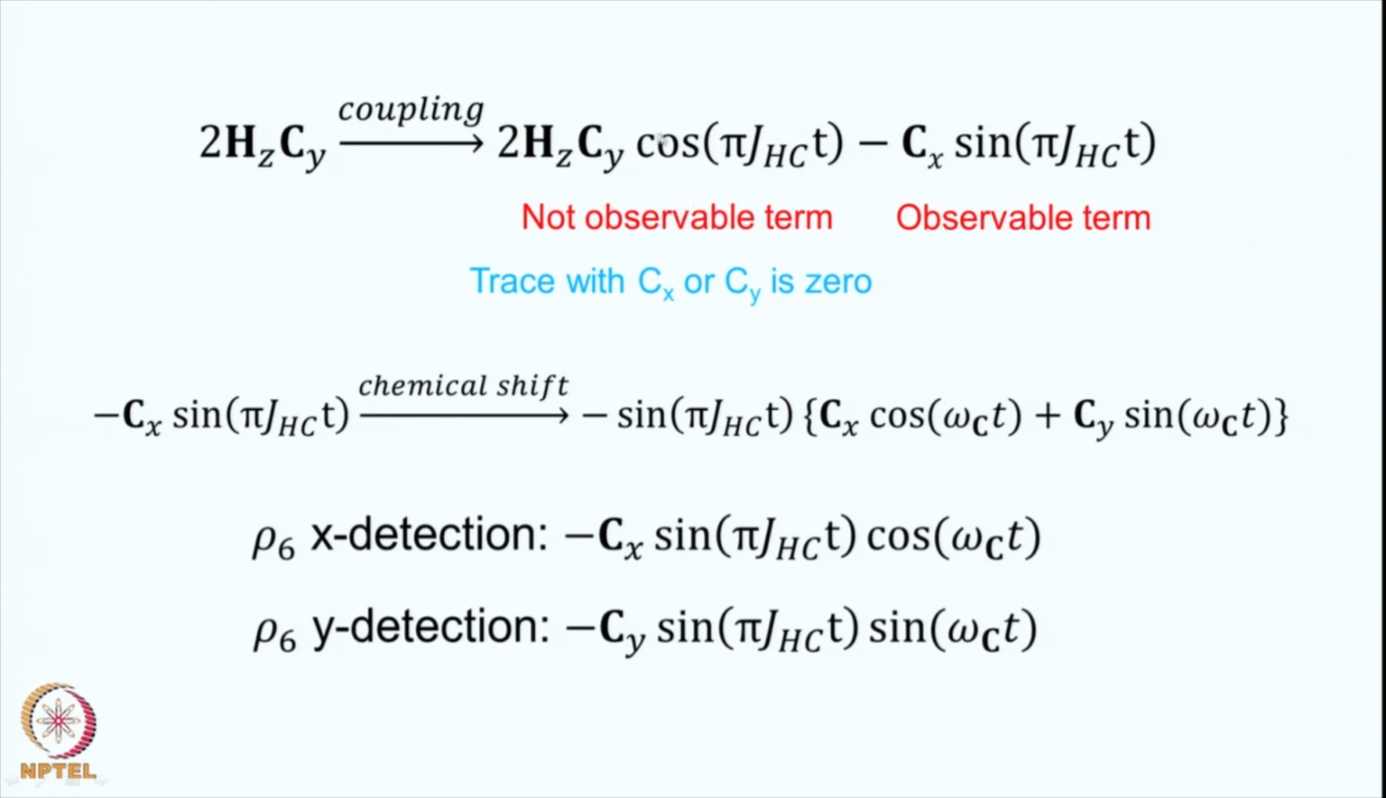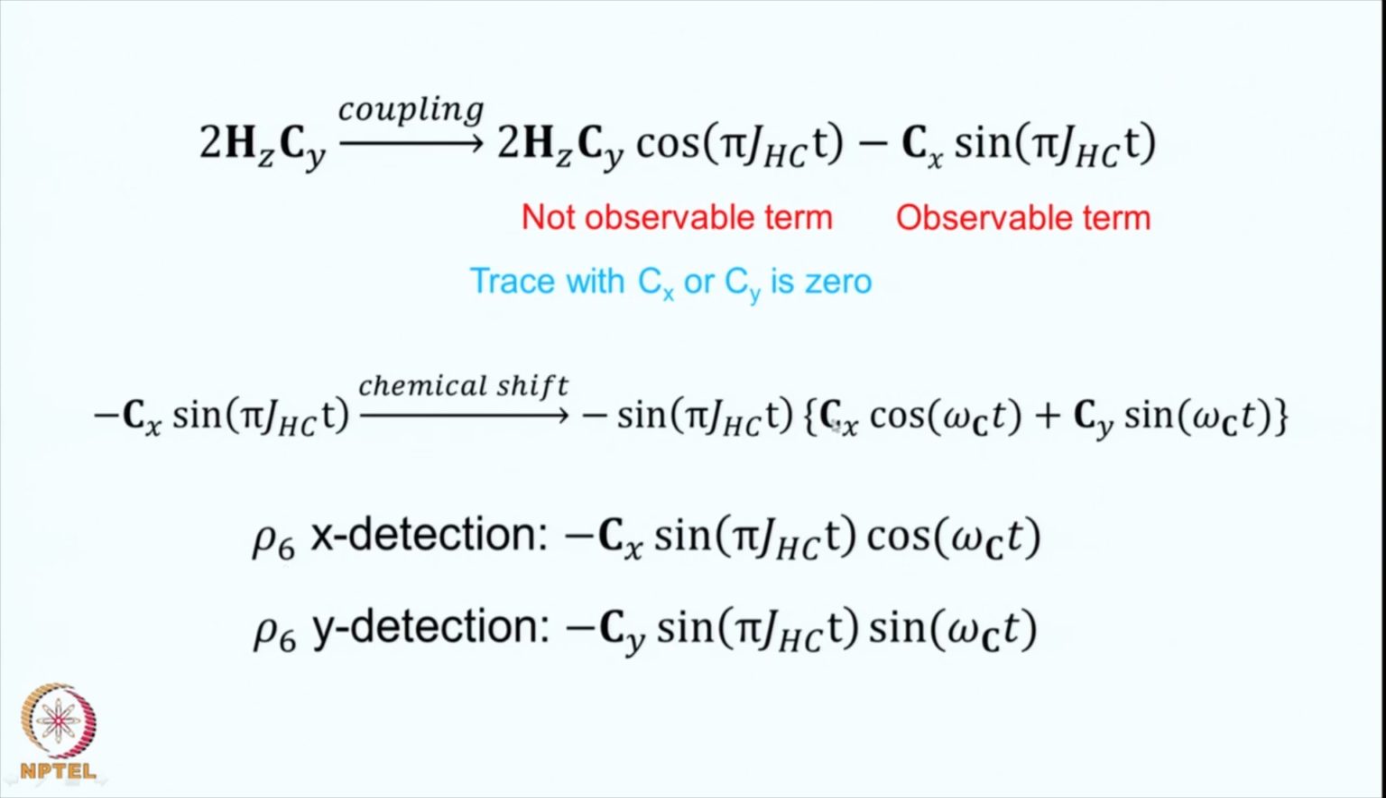Now therefore, after this we need not consider the evolution of this term under the chemical shift at all, because this is anyway not observable, so this will go away. We will only consider minus Cx sin pi J_HC t. We will evolve this under the chemical shift. So keep the minus sin pi J_HC t outside and evolve this Cx operator under the chemical shift of carbon. This gives you Cx cosine omega_C t plus Cy sin omega_C t. This is the normal chemical shift evolution under the influence of the carbon chemical shift Zeeman Hamiltonian.